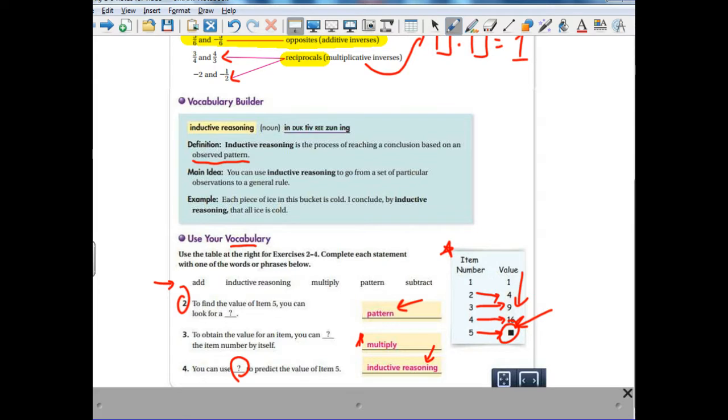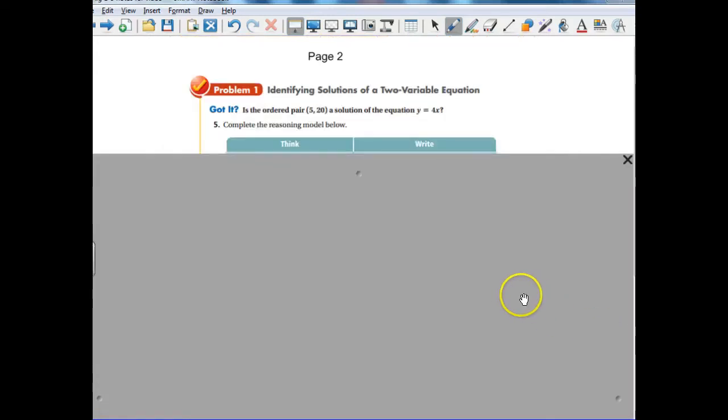Let's move on to page 2. Let's not dilly-dally around. Hit pause as needed for you. Page 2.